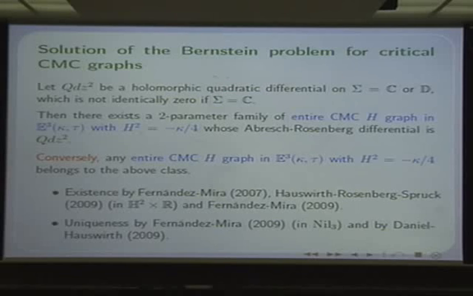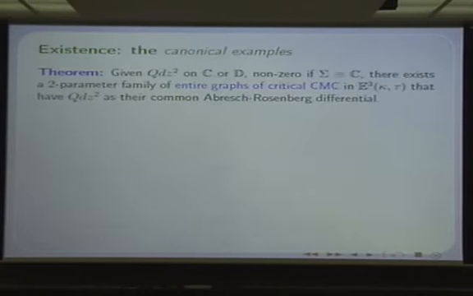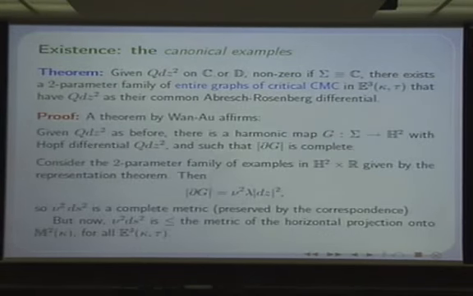So let me explain first. Existence is much simpler than uniqueness. So let me explain first existence and what I call canonical examples. So this is the assertion for existence: any holomorphic quadratic differential can be realized as the average Rosenberg differential of a 2-parameter family of entire graphs. Okay, the key is a result by Wan and Daniel that Laurent talked about in his first lecture.